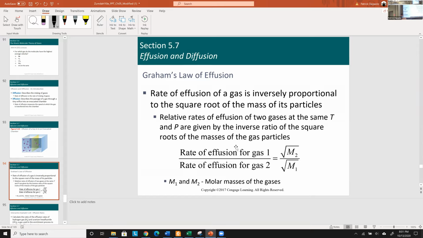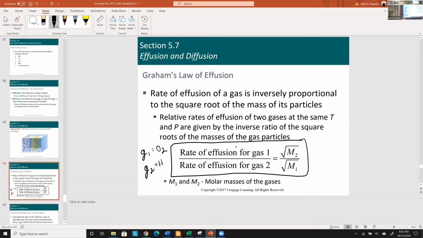So diffusion, we're not gonna learn about gas diffusion equations. That gets really complicated. But for effusion, here is a relationship to know, and this will be given on the exam. Maybe you didn't notice, but it already was given on the first exam. On the top there were some constants and some equations, and this was one of them. But we didn't need to know it for the first exam. What it says is the rate of effusion for gas one over the rate of effusion for gas two equals the square root of the molar mass of gas two over the square root of the molar mass of gas one. So what does this mean? Let's say gas one is oxygen, gas two is hydrogen, and we can do an example.